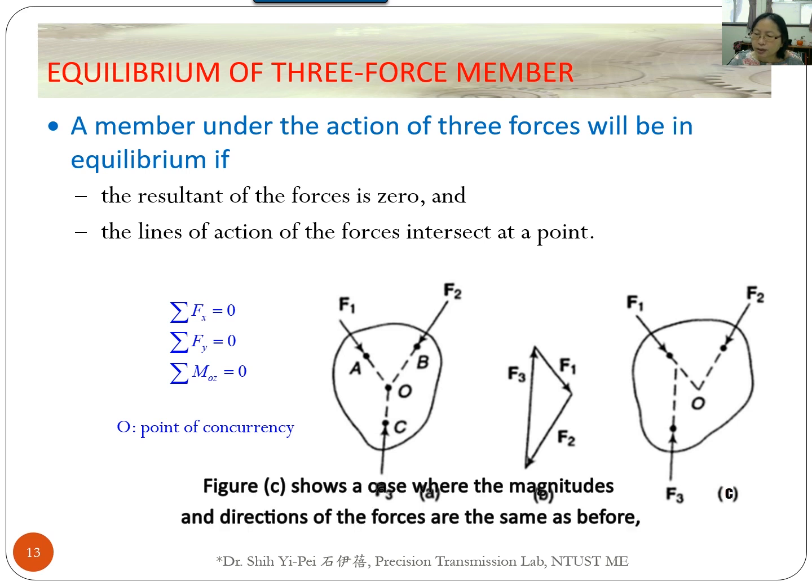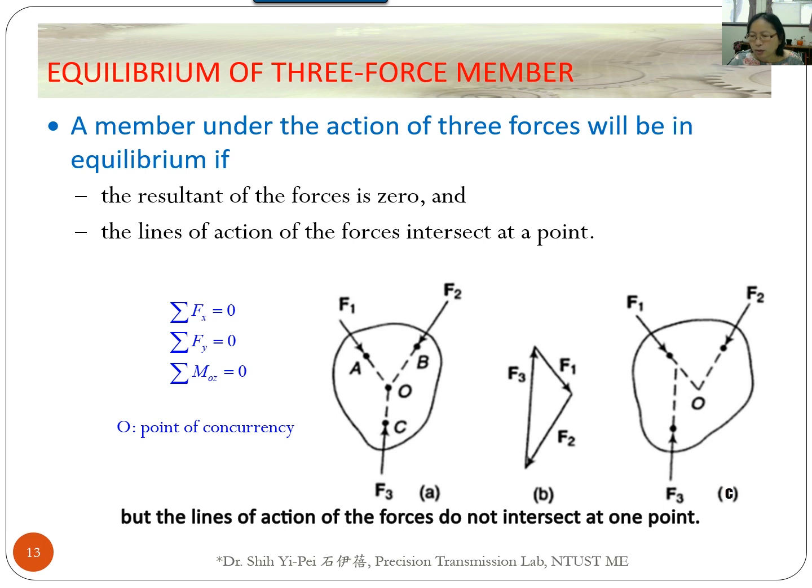Figure C shows a case where the magnitudes and the directions of the forces are the same as before, but the lines of action of the forces do not intersect at one point. In this case, the member will not be in equilibrium.